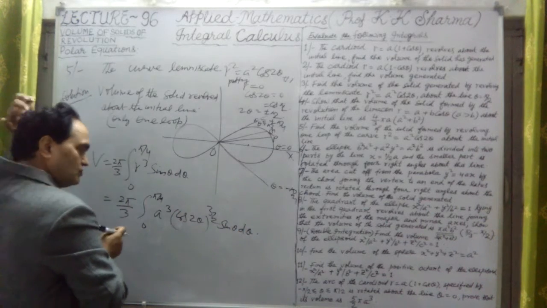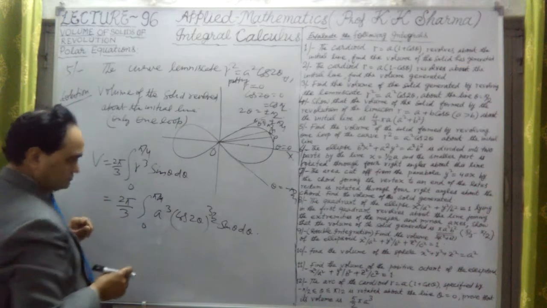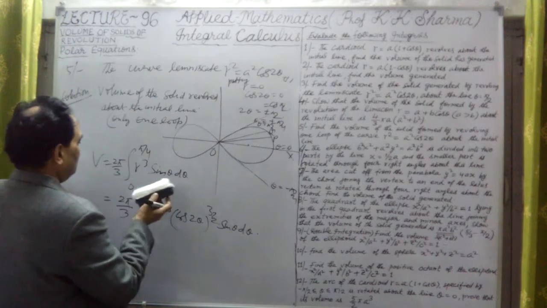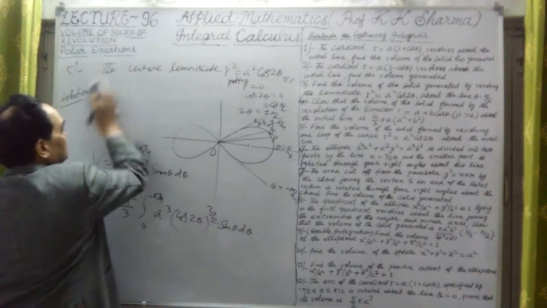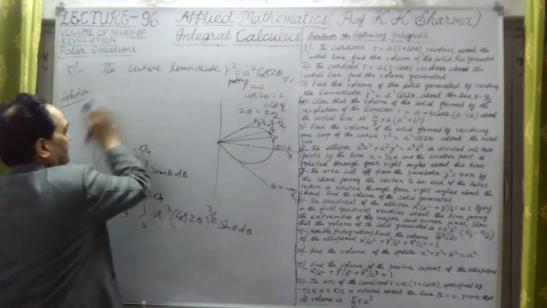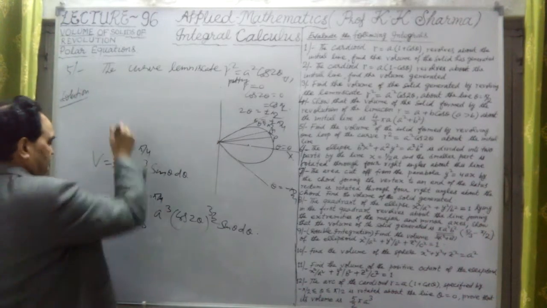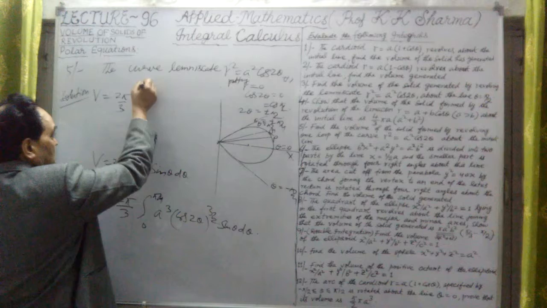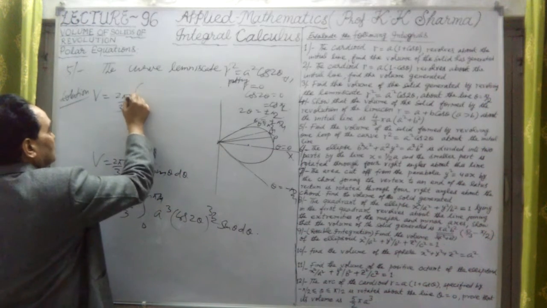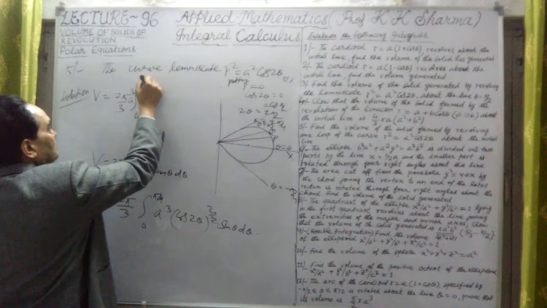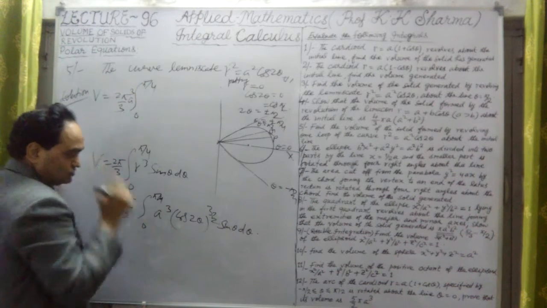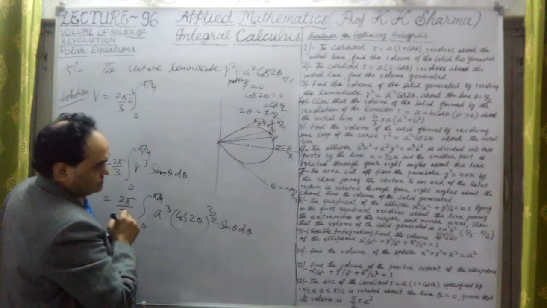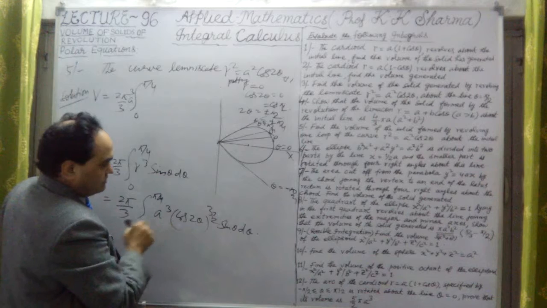Okay, that is the point here. Now let me solve it further. Let me now solve this one loop only. Therefore the volume is 2 pi by 3. This volume we are calculating. a cube we have now taken outside. This is a cube, 0 to pi by 4. Now it is cos 2 theta. We have to replace it by 1 minus 2 sine square theta, or if I put 2 cos square theta minus 1.